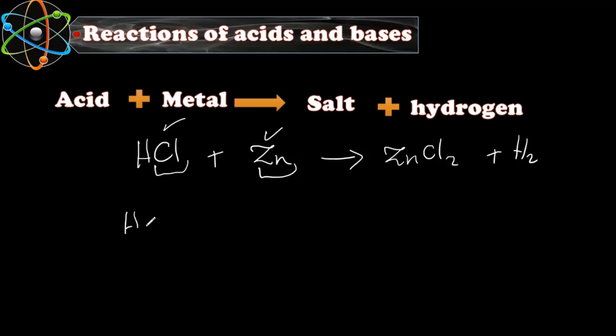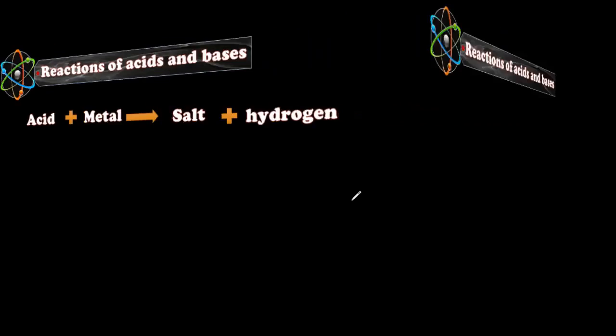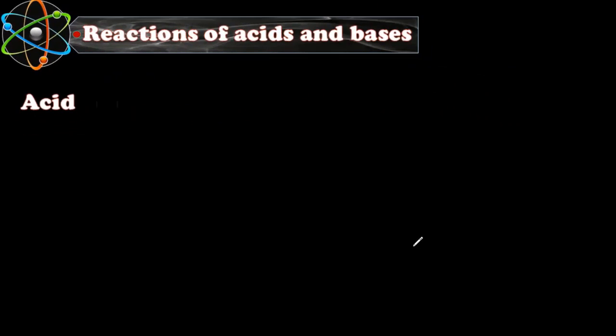Here, let's say H2SO4 plus magnesium. This will give us magnesium sulfate plus H2, hydrogen, and this is the reaction between an acid and a metal. Now how are we going to look at acid plus salt will give us salt plus acid?